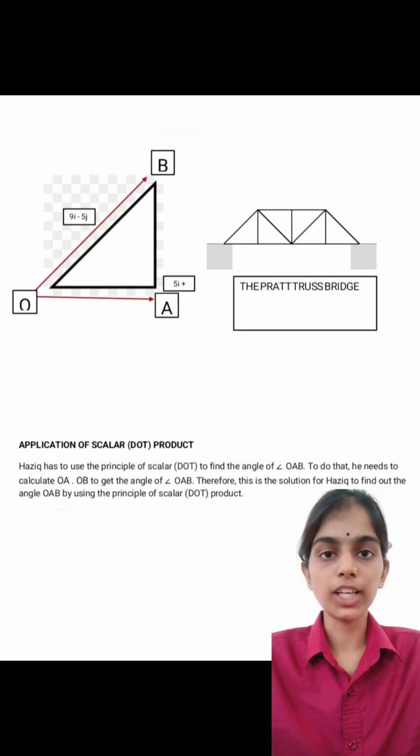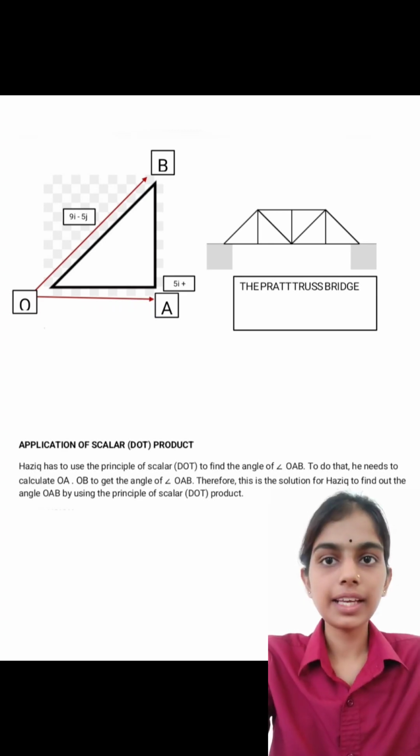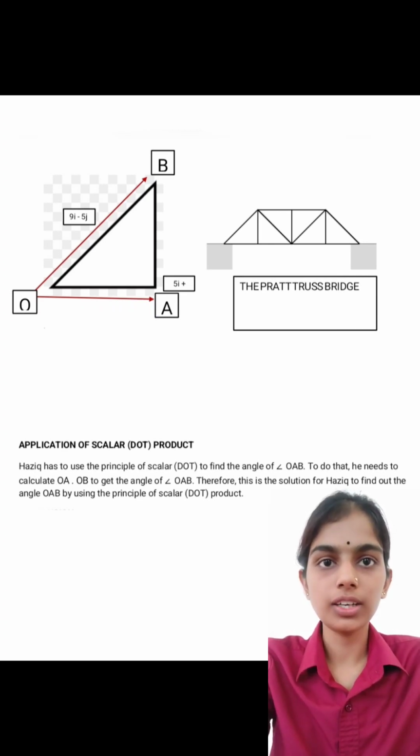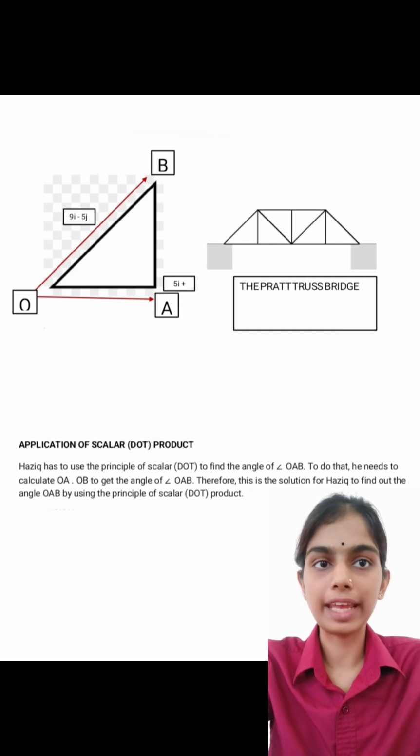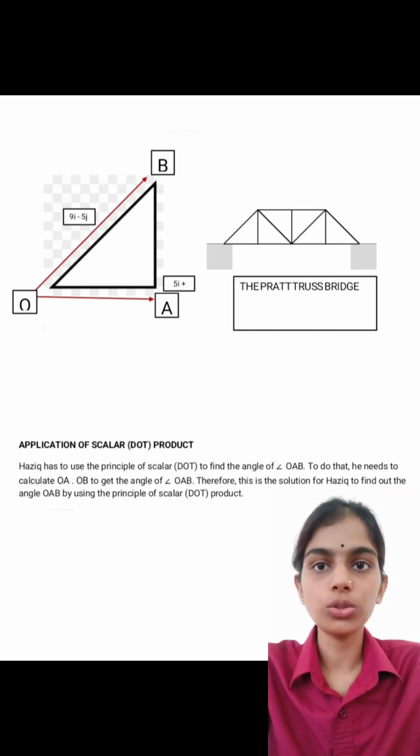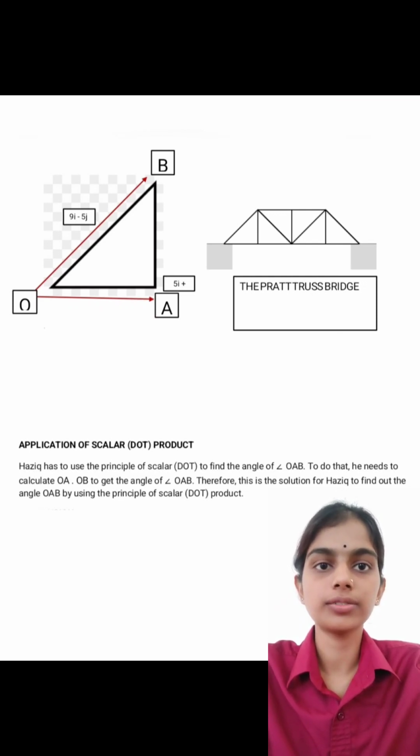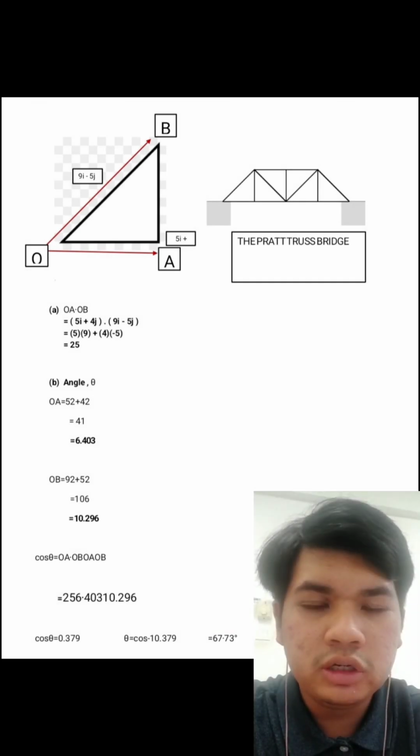I would like to expand on the application of the scalar dot product. Haziq has to use the principle of the scalar product to find the angle OAB. To do that, he needs to calculate OA and OB to get the angle OAB. Therefore, this is the solution for Haziq to find out the angle OAB by using the principle of the scalar dot product. Next, I would like to illustrate the calculation.